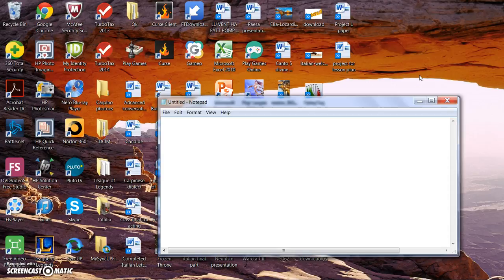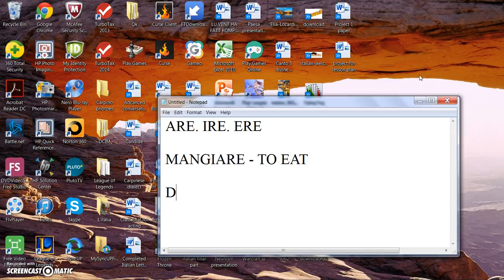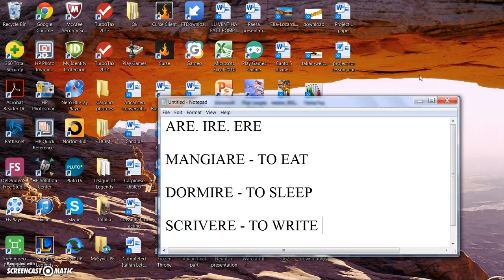So let's start off like this. They have ARE, IRE, and ERE verbs in Italian. Let's say we'll use the verb mangiare, which means to eat. For an IRE verb we'll use dormire, which means to sleep. And then for ERE we'll use scrivere, which is to write. So here you can see they have three different types of verbs. There's no explanation as to why there are ARE, IRE, and ERE verbs. That's just the way the Italian language is.